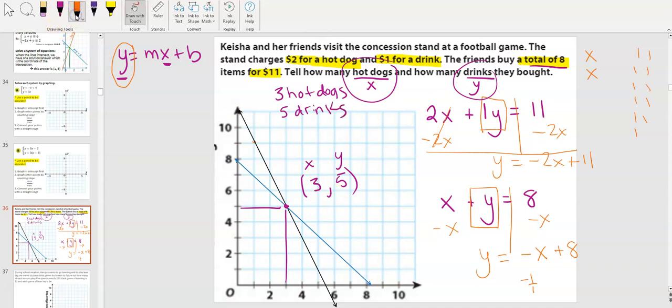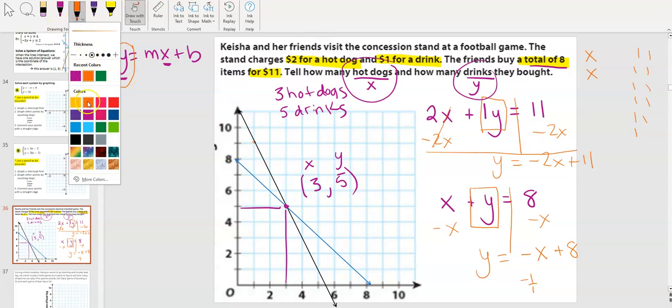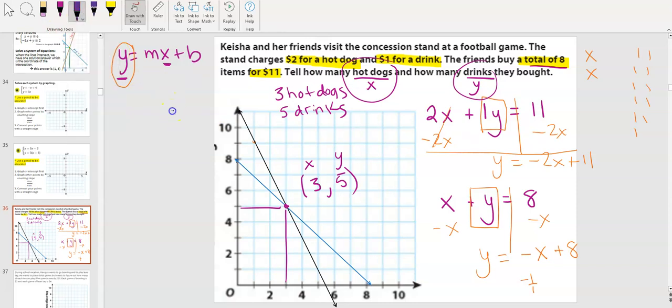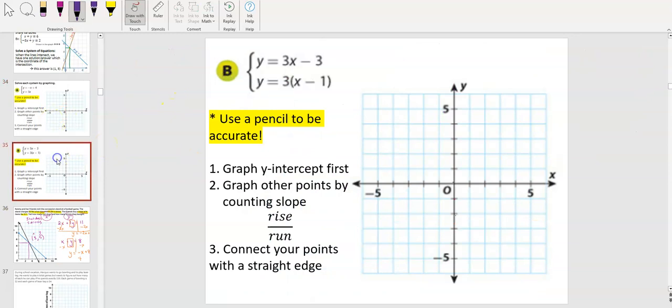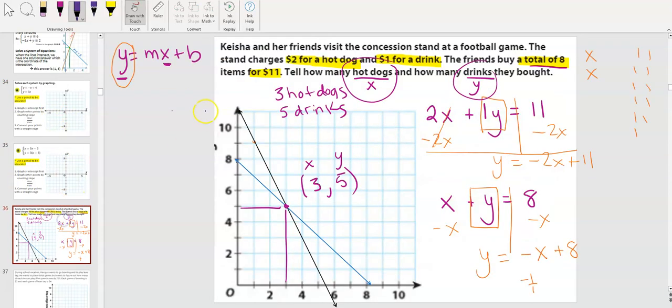Now you might be thinking, Ms. Kirkwood, how do I know if I'm right? Well, you're going to do something called checking your work. Okay, so to check your work, we're going to go back into our 2 equations that we did. We're going to go back to this equation and this equation, and I'm going to replace x with 3 and y with 5 and see if it works out.